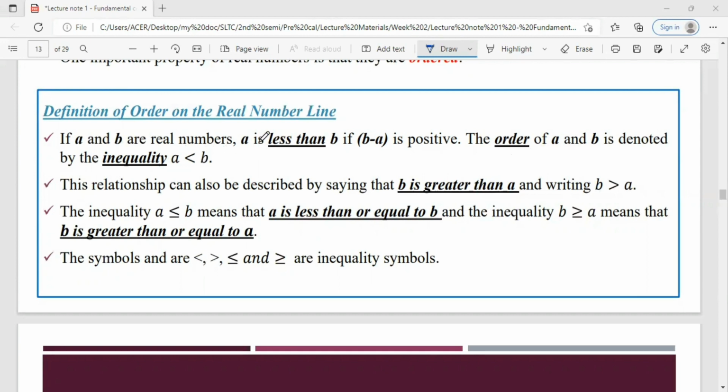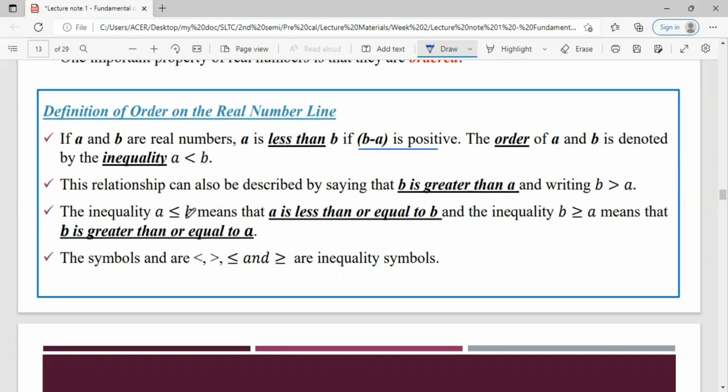So here, if A and B are real numbers and A is less than B, then B minus A is positive, right? We can write this as the inequality A less than B. This relationship can also be described by saying that B is greater than A. If we write it this way, then we can tell B is greater than A. So we know that this side is the greater side, this one is the less side. So B is greater than A.